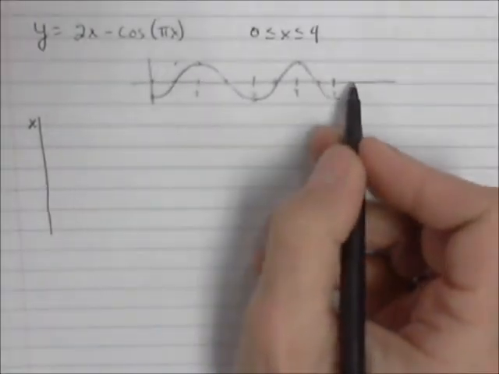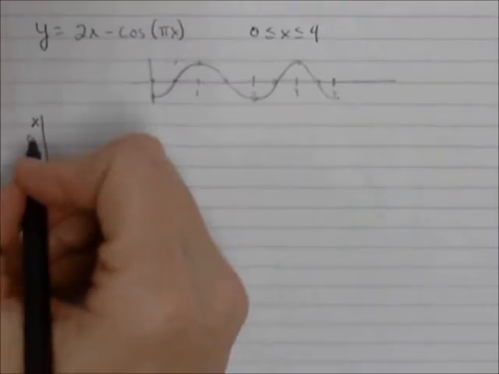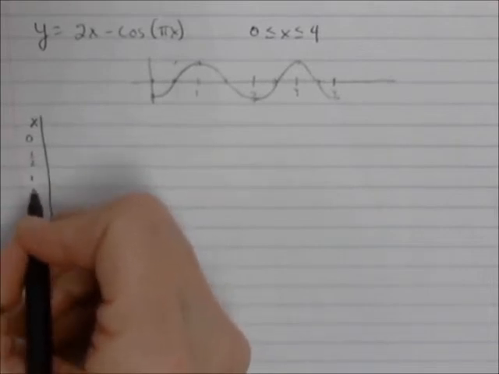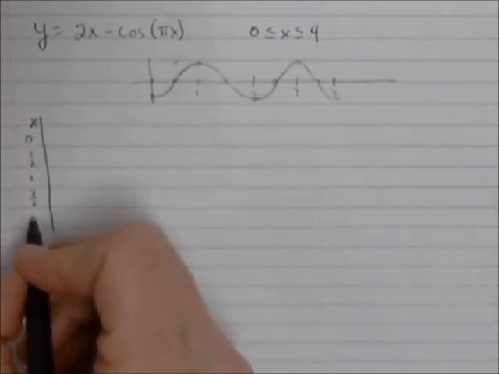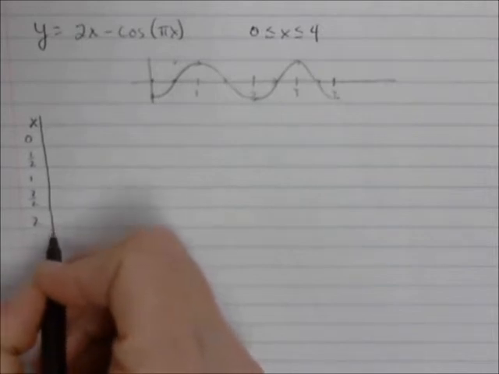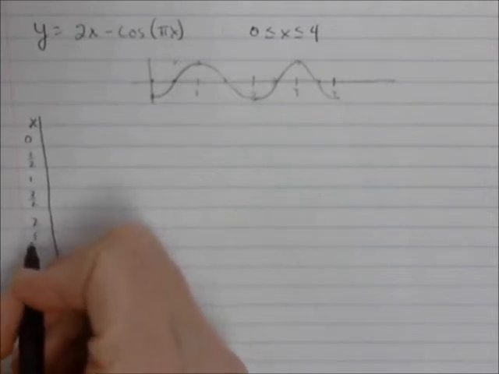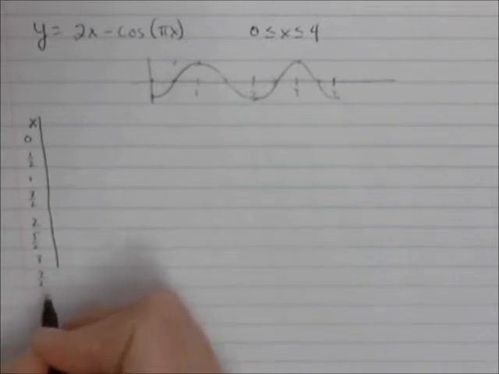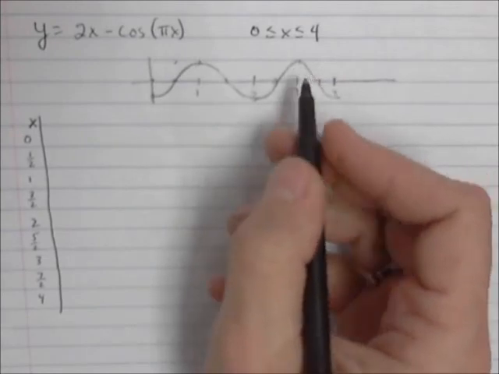So the important points along this curve are 0, a half, 1, 3 halves, 2, 5 halves, 3, 7 halves, and 4. We've got 8 total points.